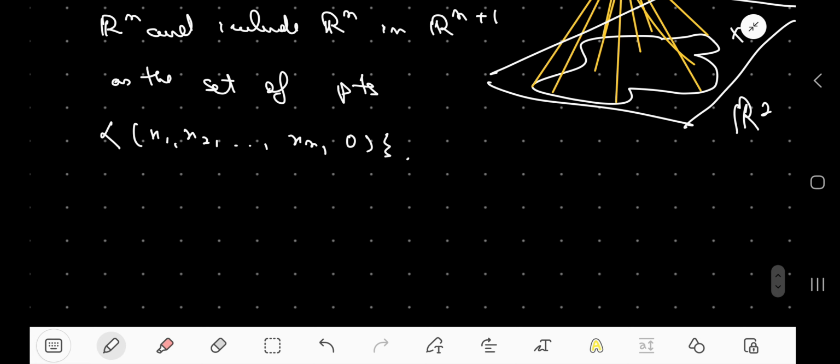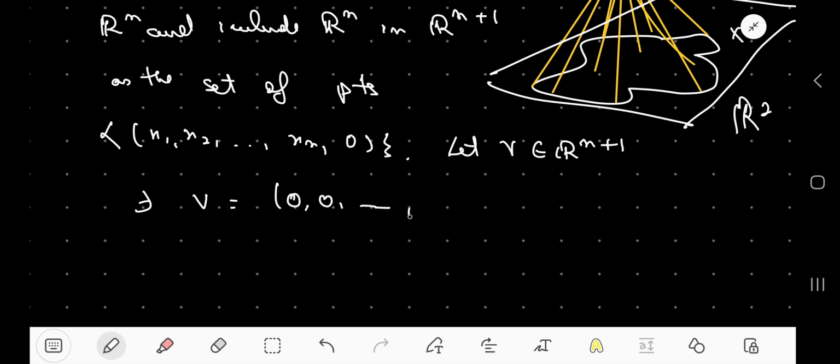So let V belong to Rn plus 1 such that V is in the extra dimension. I can just consider V to be the point which has zeros in all the dimensions and only 1 in the last dimension. Clear?